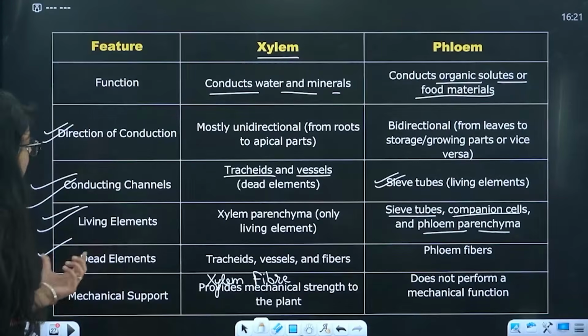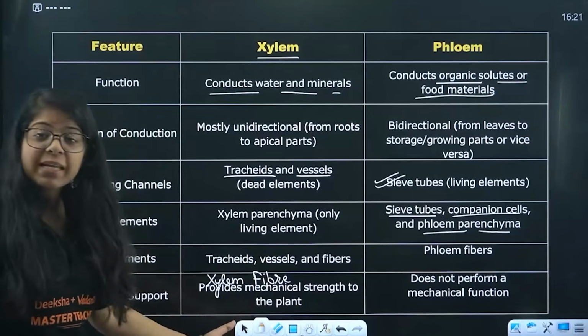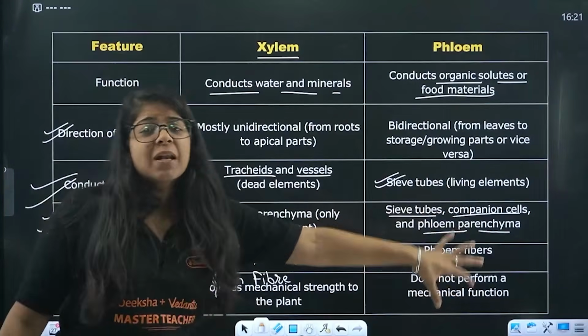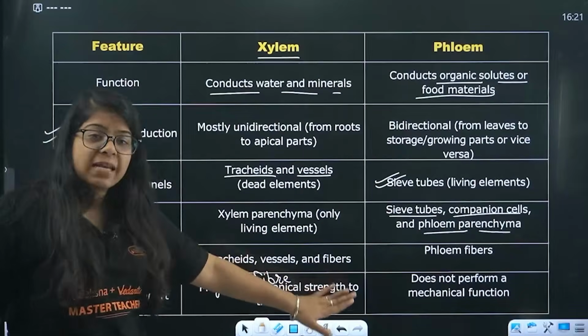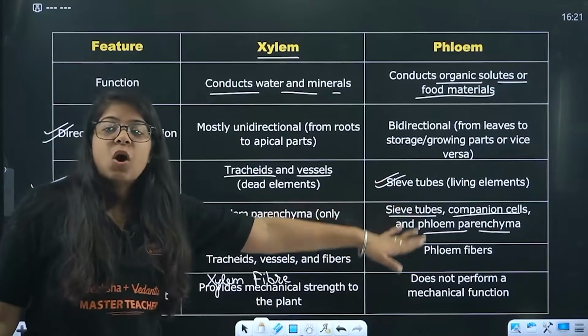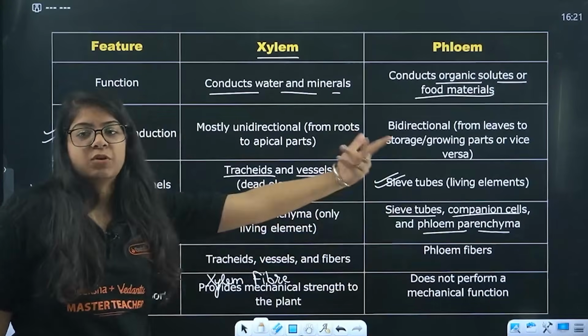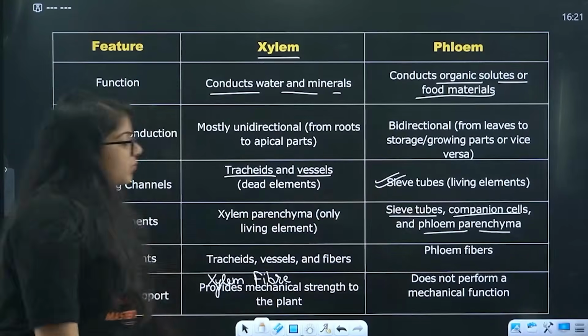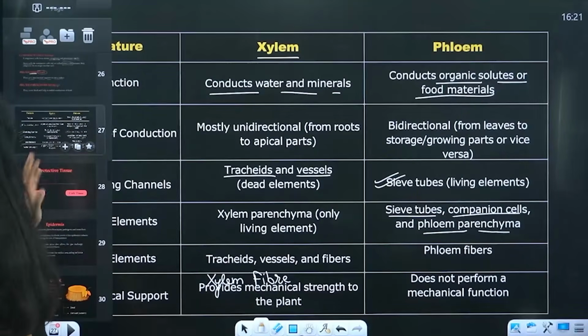So xylem fiber provides the mechanical support. In phloem also, phloem fiber provides mechanical support, but to the sieve tubes. Xylem provides mechanical strength to the plant, but not the phloem. It only and only focuses on the transport of food. Okay, great. Now that was phloem and xylem.